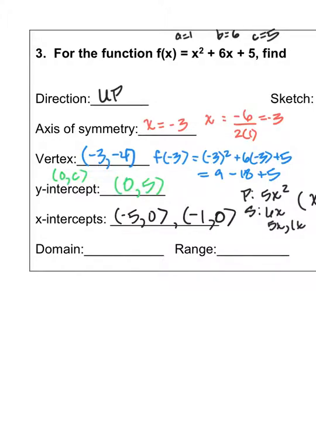Now my domain is always going to be negative infinity to infinity for a quadratic function. Now this time, since it opens up, the vertex is a minimum value. So I would start at -4, and I would go to positive infinity because we're going from bottom to top.